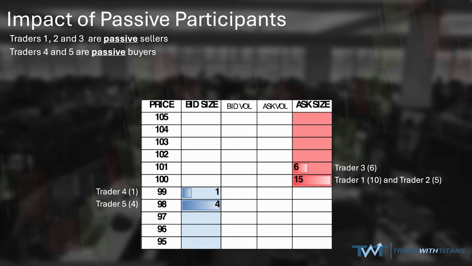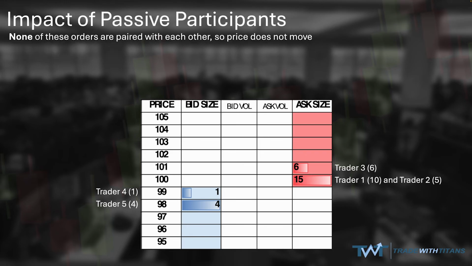Recall that we consider traders 1, 2, and 3 passive sellers, and traders 4 and 5 as passive buyers. The best bid is now 99 and the best offer is 100. The market stays here as there are no limit orders that we can match together.